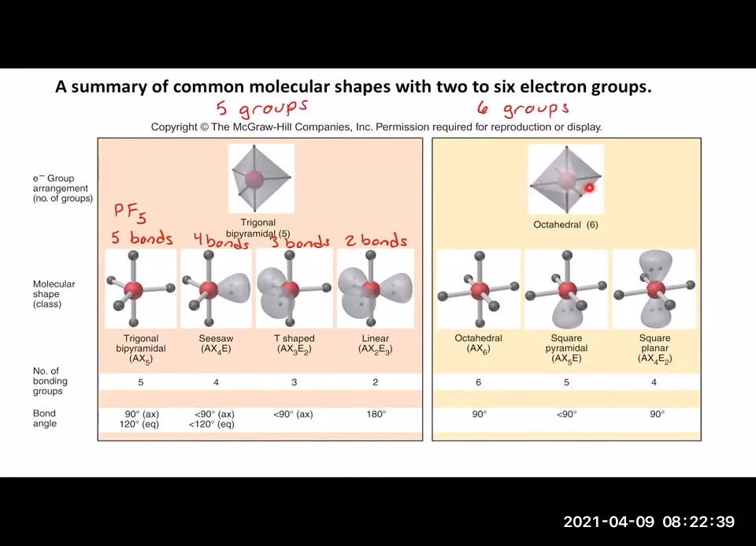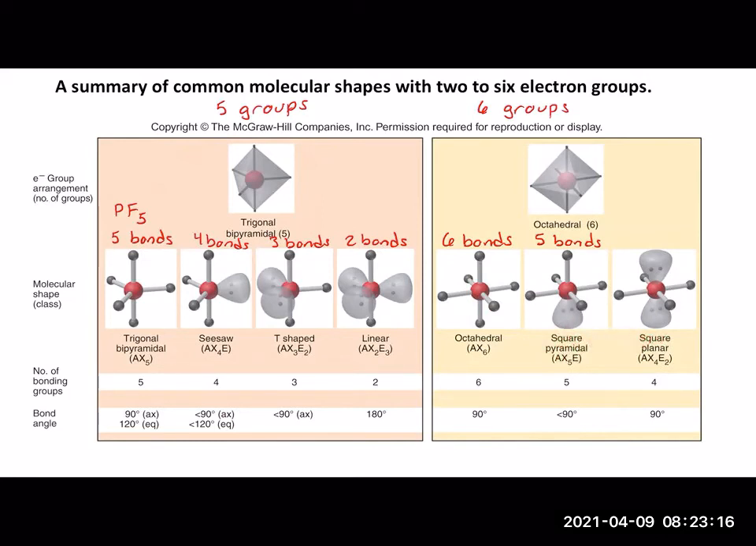4 of them are around the same plane, the central plane, and then I have 1 on the top and the bottom. And this makes our octahedral. If all those 6 are atoms connected together, so I have 6 bonds, then I end up with the octahedral shape. If I have 1 as a lone pair, then I have 5 bonds. And that gives me square pyramidal.